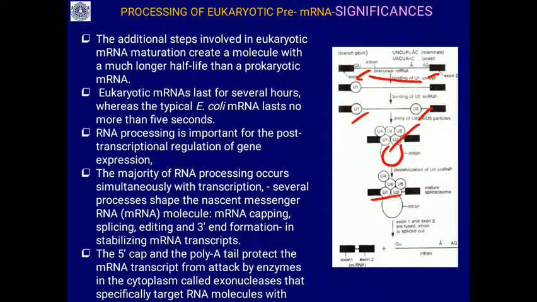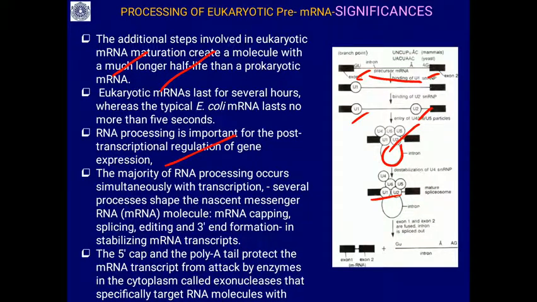What are the significances of this processing of eukaryotic pre-mRNA? These additional steps in eukaryotic mRNA create a molecule with a longer half-life compared to prokaryotic mRNA, which lasts only about 5 seconds. Eukaryotic mRNA can live for hours or days. RNA processing is important for the post-transcriptional regulation of gene expression, so it is important for gene expression in eukaryotes.